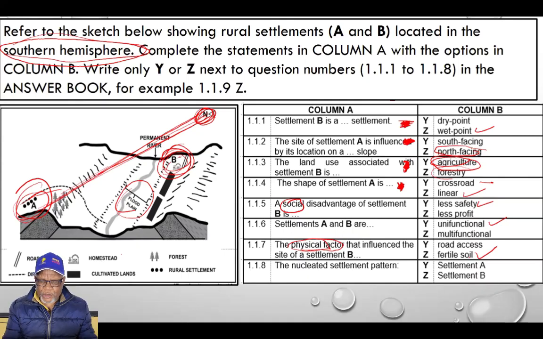Then nucleated pattern. Which settlement has got a nucleated pattern? Is it settlement A or settlement B? At settlement B, we can only see one settlement there. So it cannot be nucleated because you can only see one settlement there. So this is where we can have nucleated. This is where we have more than one building which are closer to each other.